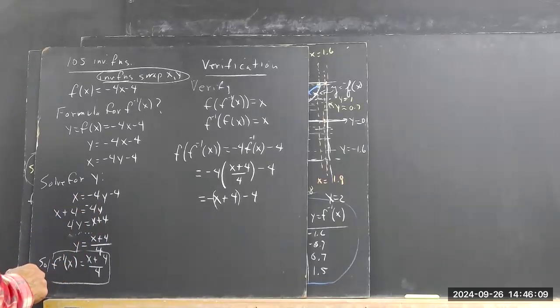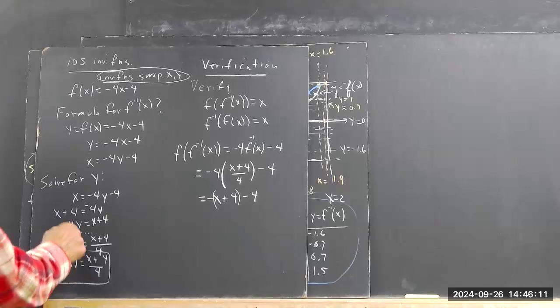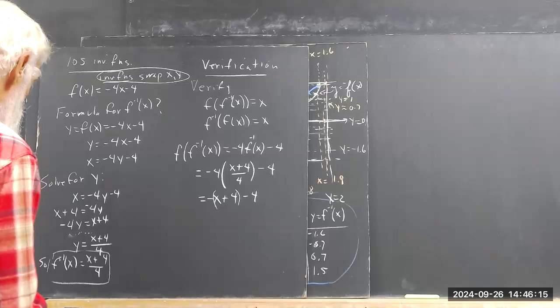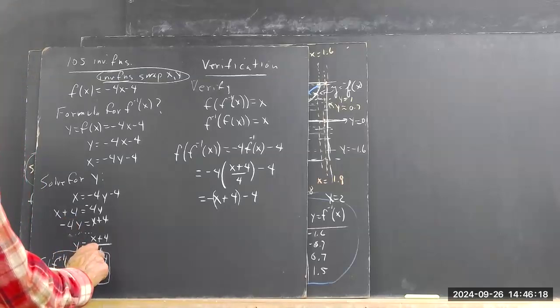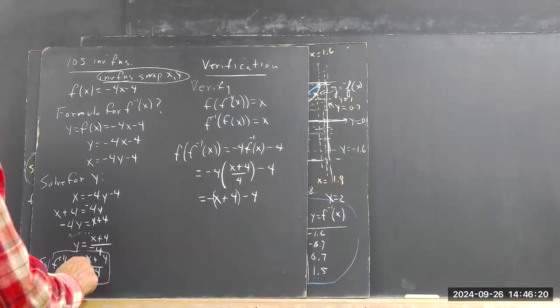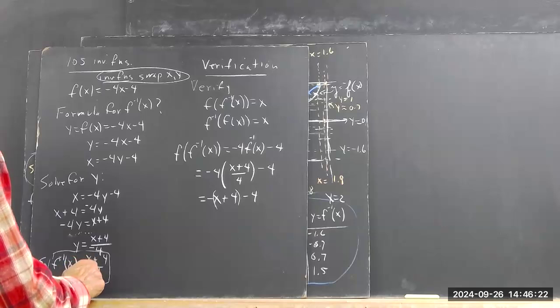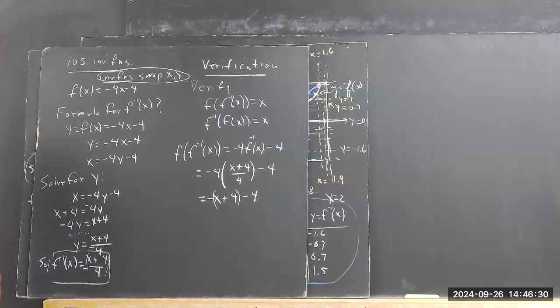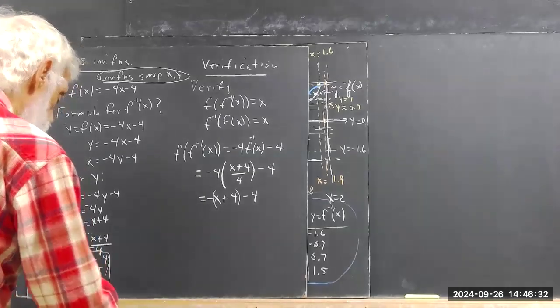Okay. So what I get is negative 4y equals x plus 4. So I'm going to have to divide both sides by negative 4. And now we corrected this. We're going to get the negative of all of this. And I'm going to rewrite that. It's just a little hard to read.